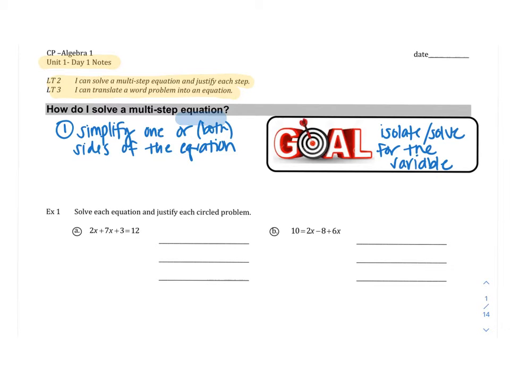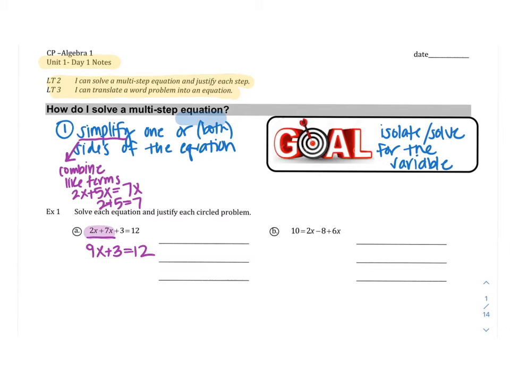I'll follow example 1 below. It says solve each equation and justify each circled problem. Step 1 says simplify one or both sides of the equation. When I say simplify, it means combine like terms. In your notes, make a note: simplify means to combine like terms. Like terms would be an example like 2x and 5x, that's 7x, or 2 plus 5 is 7. So in example 1a, when I combine those terms, I now have 9x plus 3 equals 12.